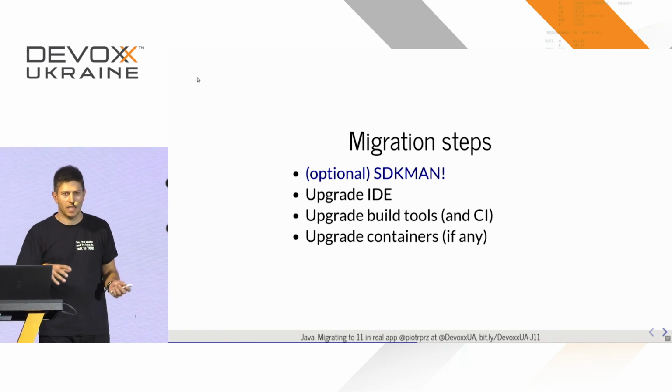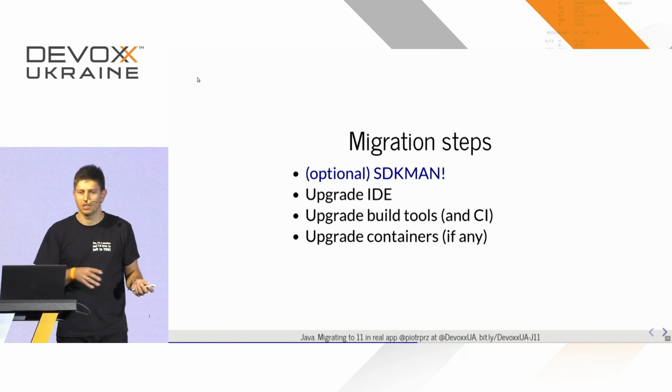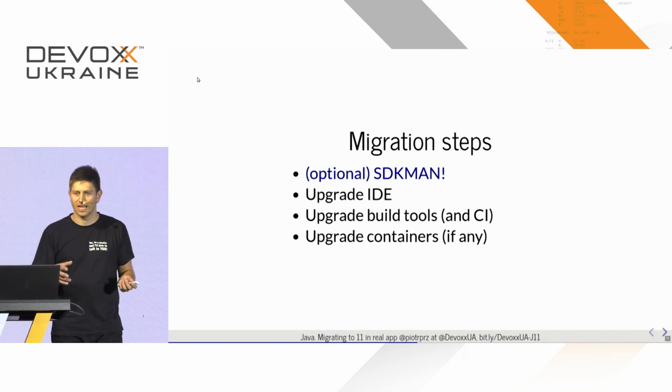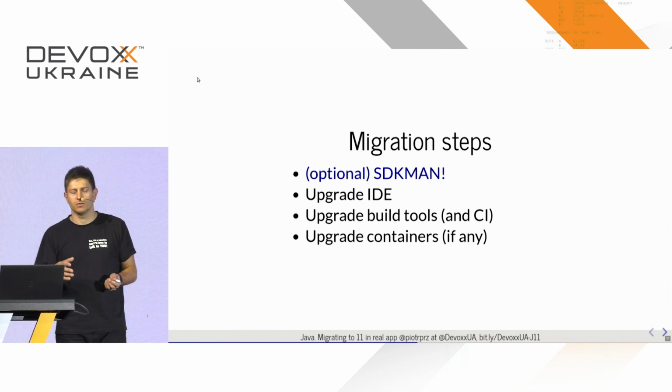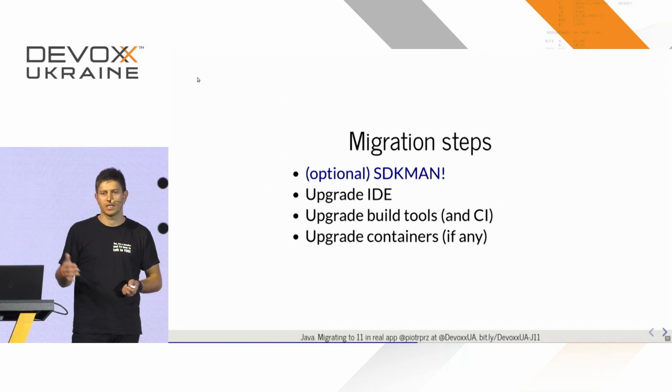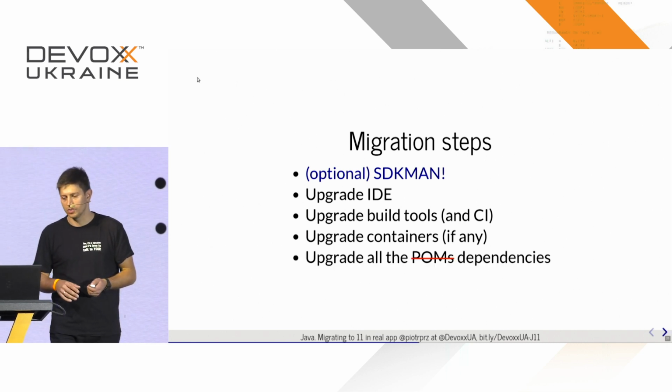Because let's say some ancient Tomcat 7 versions are not okay for Java 9 or post 9, whereas the newest versions are okay with that. So we need to upgrade at least the minor version.